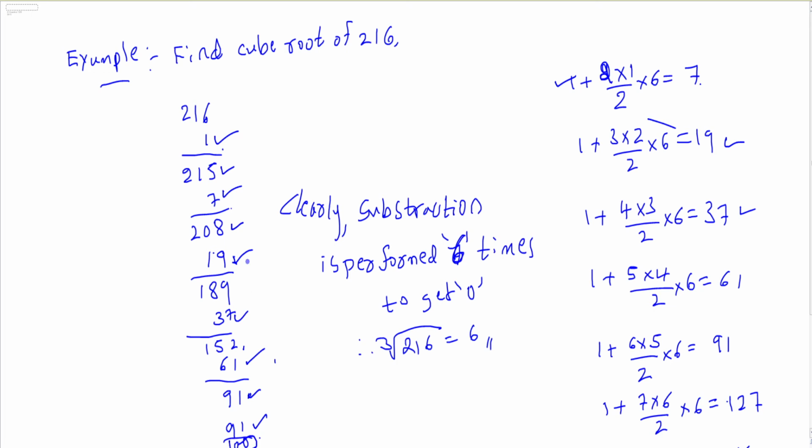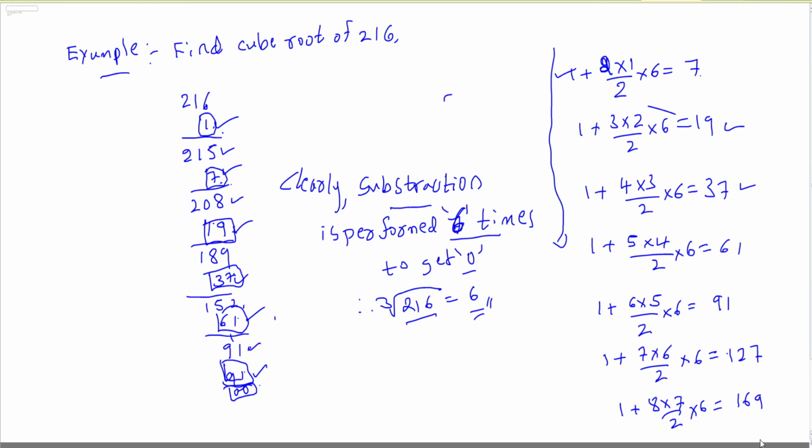See here, these are the subtractions: first 1, next 7, then 19, next 37, next 61, next 91. How many times? 1, 2, 3, 4, 5, 6 times subtraction is performed to get 0. Therefore, the cube root of 216 is 6. But you have to remember this sequence.